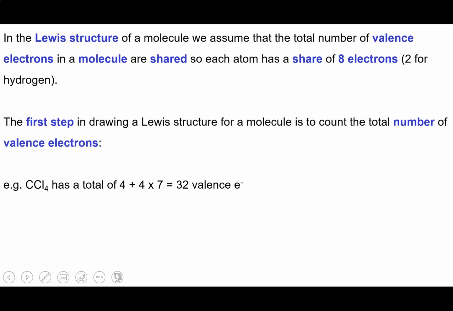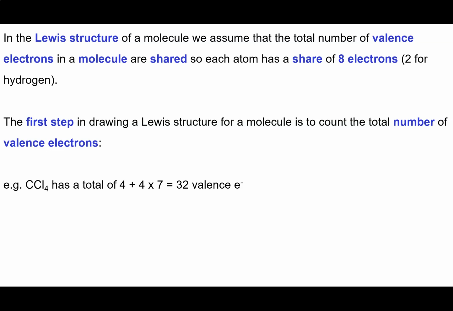So in the Lewis structure of a molecule, what we're going to do is we're going to assume that all of the valence electrons for the atoms that are present are available to be shared. And then when they share these electrons, what the atoms are going to attempt to do is make sure that every atom in the molecule obtains a stable noble gas-like octet, with the exception of hydrogen, which is happy if it can obtain 2 electrons like helium.